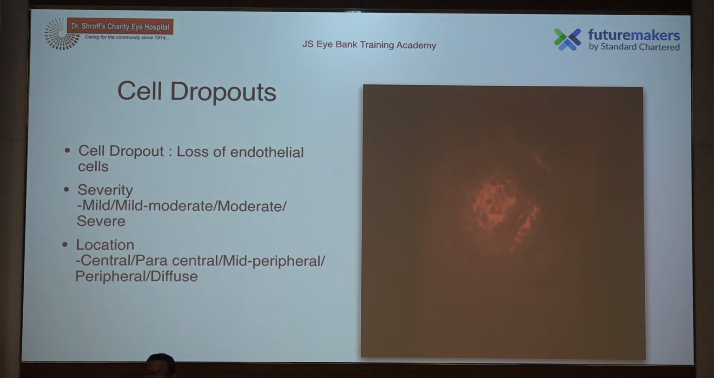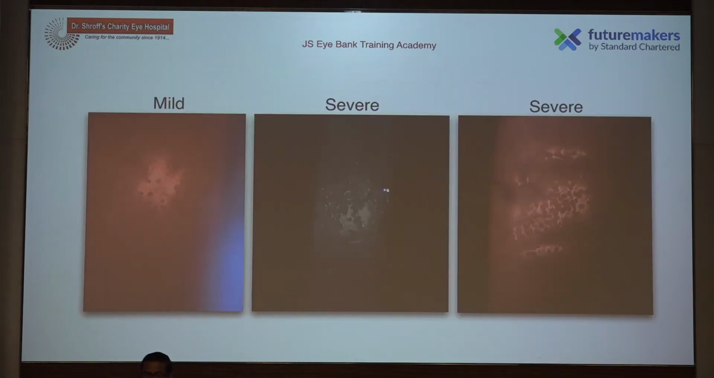If you are a good evaluator, you can easily capture these pictures. These are all our eye bank pictures. Location is important for the cell dropouts. If you have a lot of cell dropout in the center, you would not pick it up as good quality tissue. This is the picture where you can differentiate on this. This is what we've put from our eye bank.